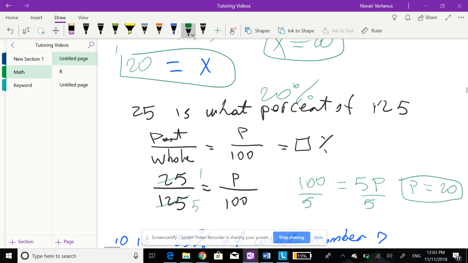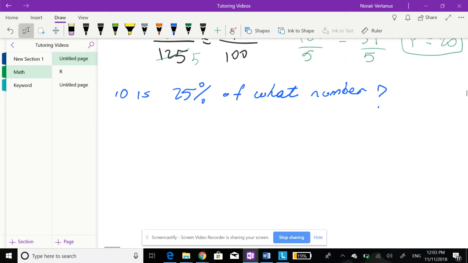So done with this. Next one. 10 is 25% of what number? Again, set up the equation. 10 is 25 over 100 times, multiplication, what number? X, right? I'm setting up the equation to solve this problem.